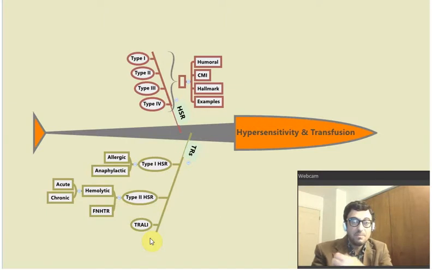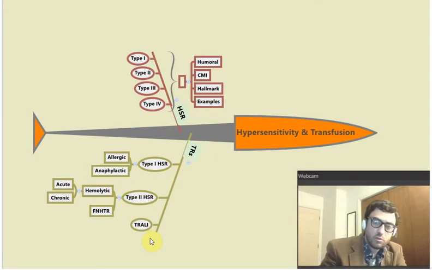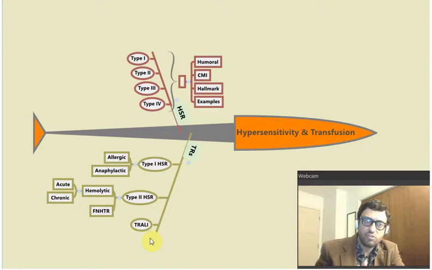A second pathogenesis for febrile non-hemolytic transfusion reaction has been said to be the cytokines that are produced or formed during the storage of blood products. And finally, this febrile non-hemolytic transfusion reaction is the most common type, is clinically insignificant up to a point that it doesn't require any treatment, and its manifestation is usually fever and chills and rigor.